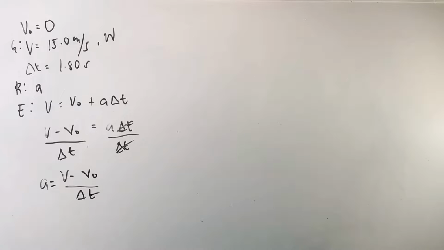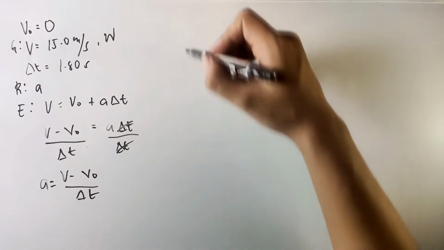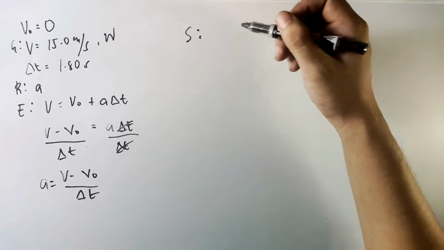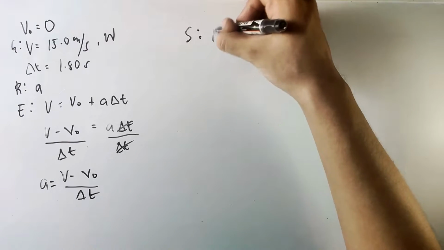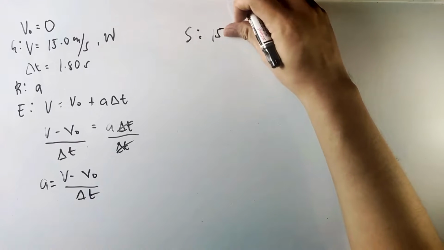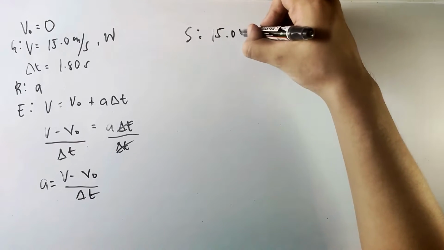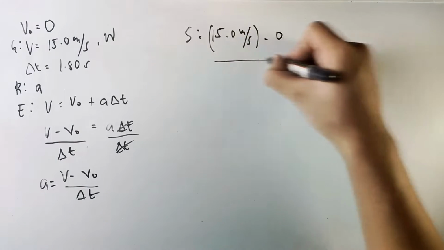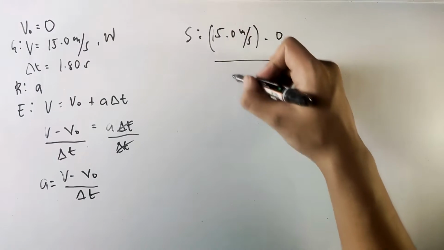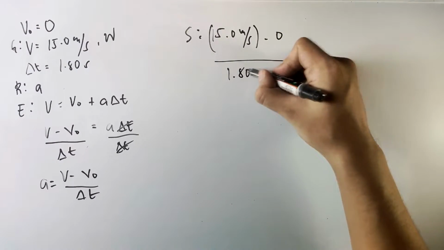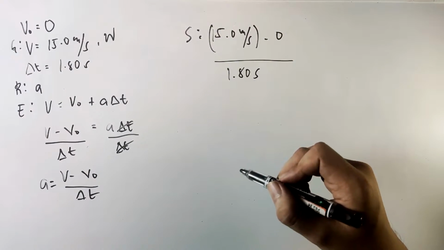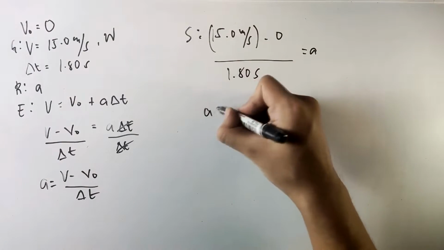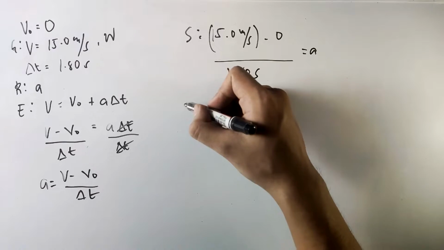Okay, next let's substitute. You see that it's not really hard, isn't it? 15 meters per second minus 0 divided by, what's our delta t? 1.8 seconds. Okay, so this is the value of a. This is already actually the answer.